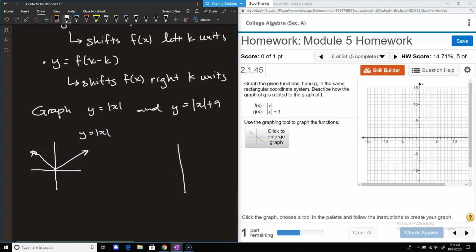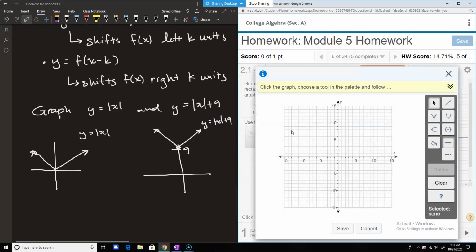And then if you're going to do y equals the absolute value of x plus 9, you're going to start up here at 9, and then you're going to get that same exact shape. So this is y equals the absolute value of x plus 9, like that. So let's see how we do this.